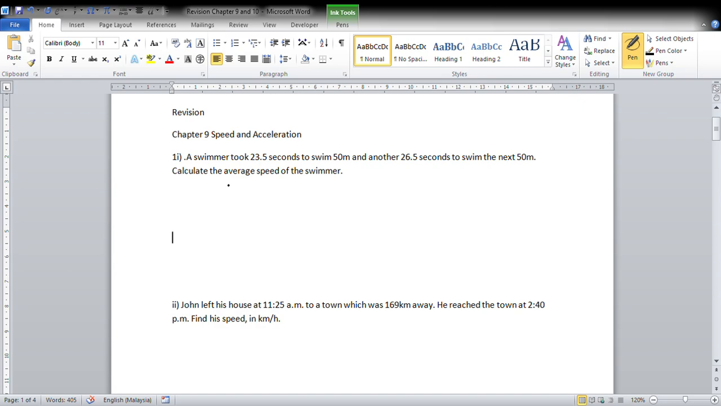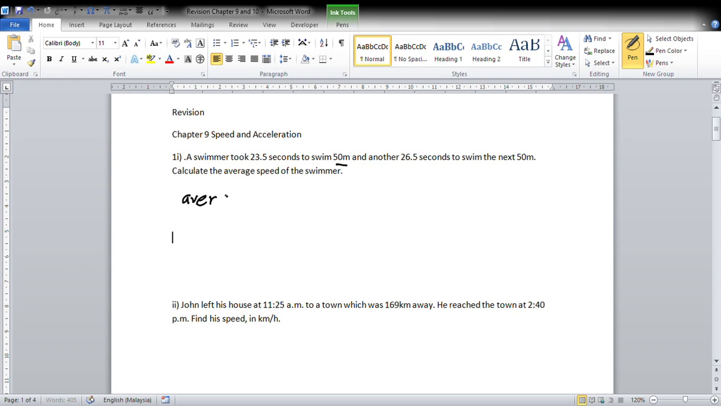So for question number 1, a swimmer took 23.5 seconds to swim the first 50 meters and another 26.5 to swim the next 50 meters. The question requires you to calculate the average speed of the swimmer. The way to calculate average speed is to use total distance traveled divided by total time taken.